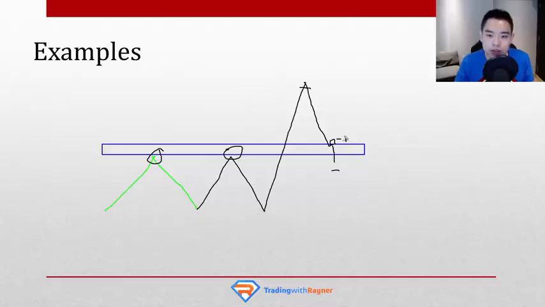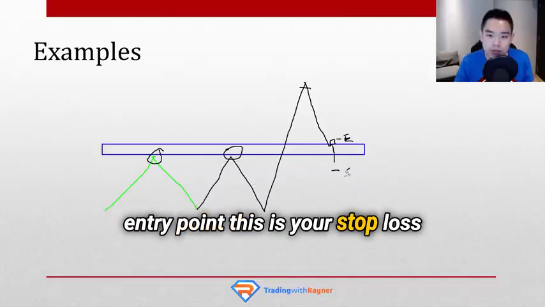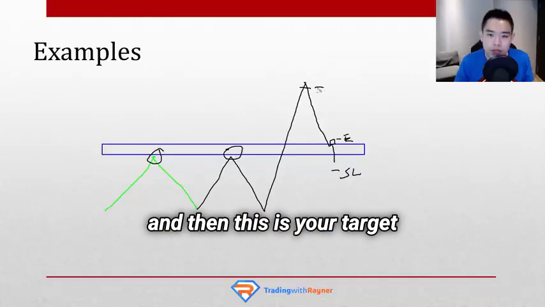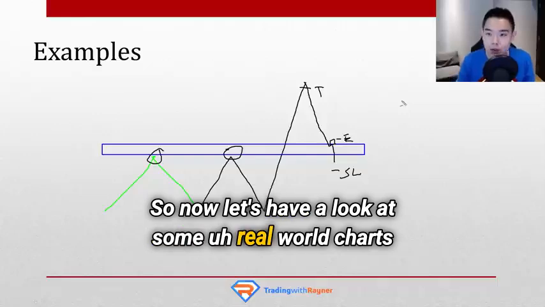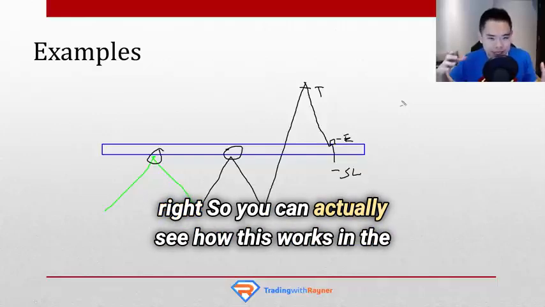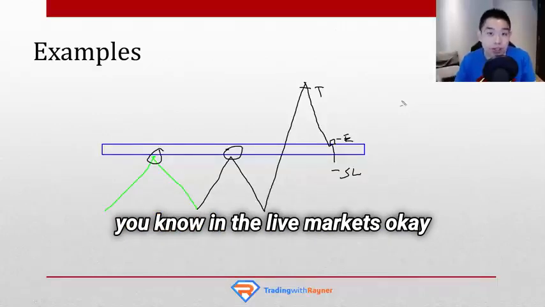So this over here, you can see is your entry point. This is your stop loss. And then this is your target. So simple stuff, right? So now let's have a look at some real world charts, right? So you can actually see how this works in the live markets.